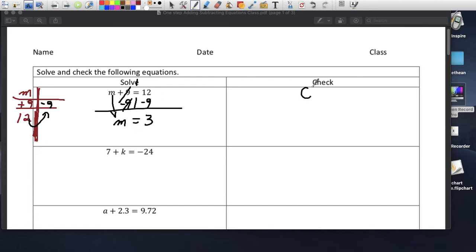So your check is going to be, here's my original equation, m plus 9 equals 12, and we found out that the value of m is 3. Well, let's see if that makes that equation true, right? So 3 plus 9 is 12, and guess what? That does make my equation true, where the left side equals the right side.